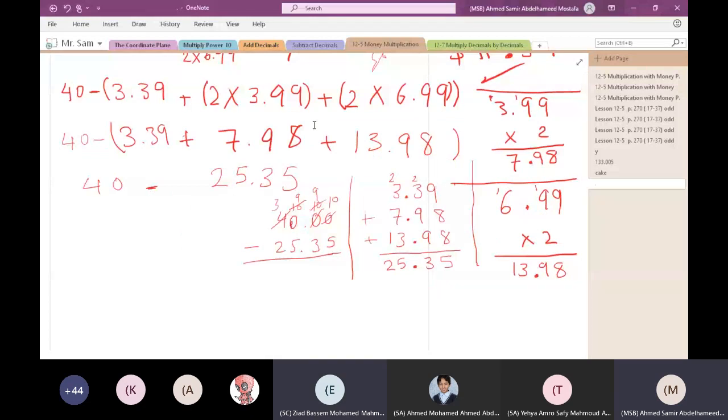10 minus 5 equals 5. 9 minus 3 equals 6. We put the decimal point. 9 minus 5 equals 4. 3 minus 2 equals 1. Excellent. So the answer for this would be 14.65.